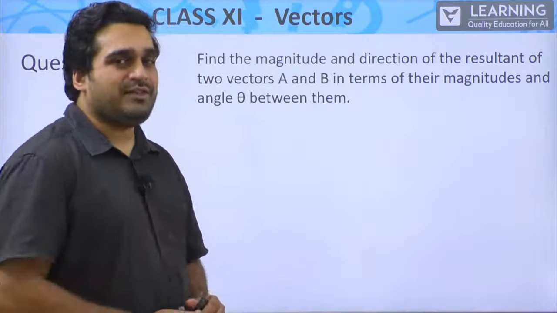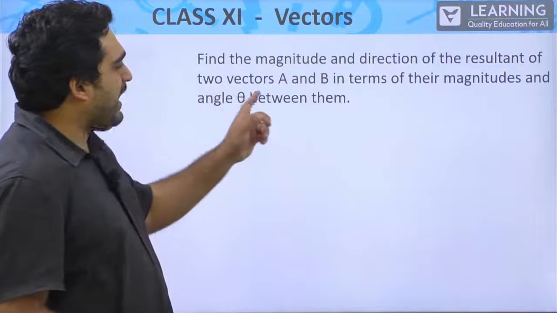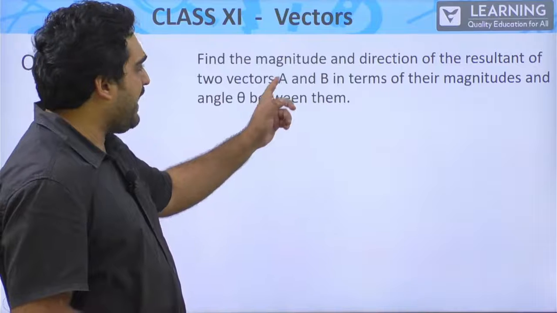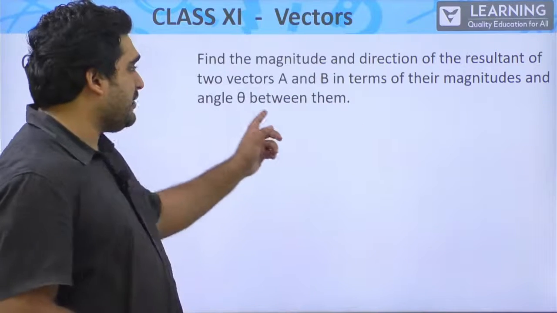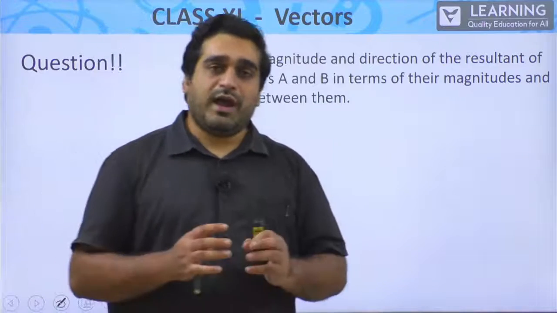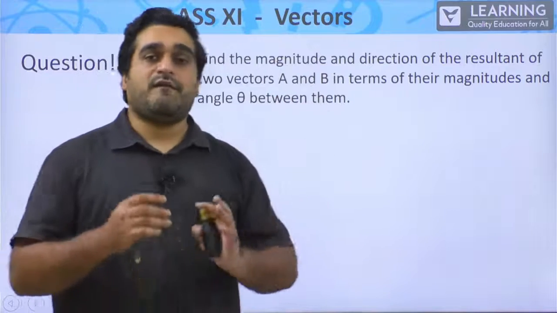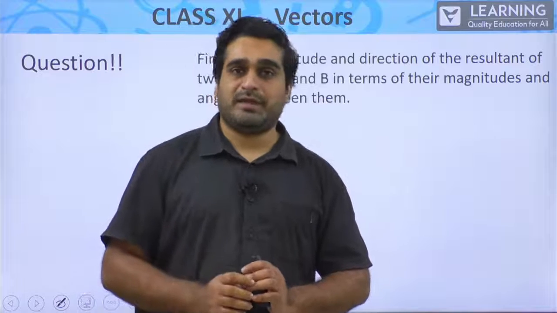So go ahead, read the question with me. The question says, find the magnitude and direction of the resultant of two vectors A and B in terms of the magnitudes and theta, the angle between them. So you have two vectors A and B. Find the magnitude of the resultant vector.